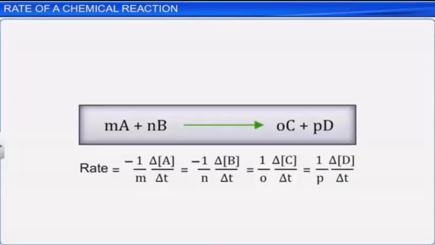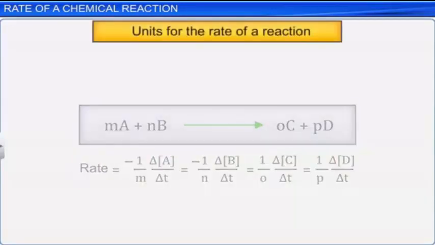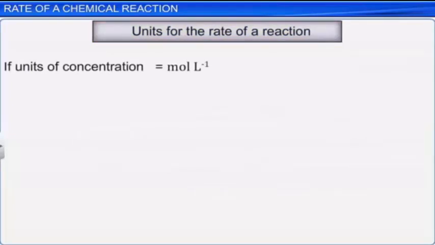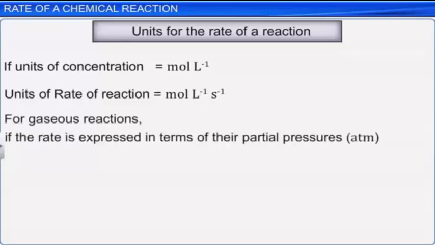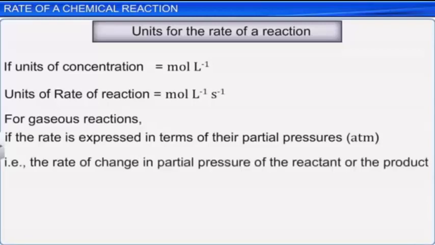You have learnt about the rate of reaction. Let us now look at the units for the rate of a reaction. If the concentration is in mole per liter, then the unit for the rate of reaction is mole per liter per second. For gaseous reactions, if the rate is expressed in terms of their partial pressures, that is, the rate of change in partial pressure of the reactant or the product, then the unit for the rate of reaction is atmosphere per second.